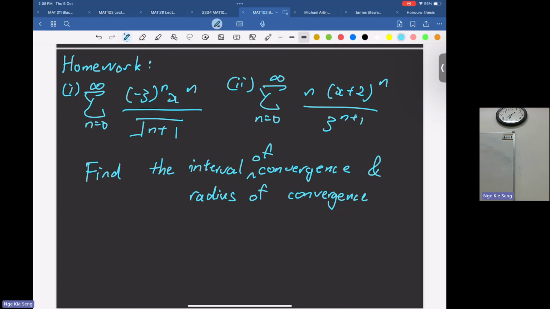Absolute convergence test. Good. So if the sum of the absolute value of a_n converges, then the sum of a_n converges. I think that makes 10. It should be 10. Ten skills you have learned already. Make sure you use them.